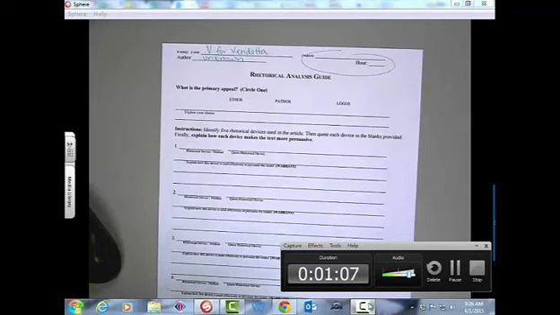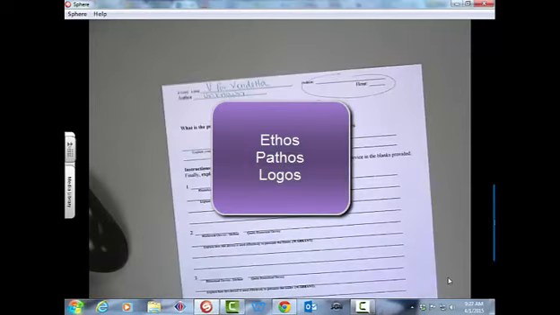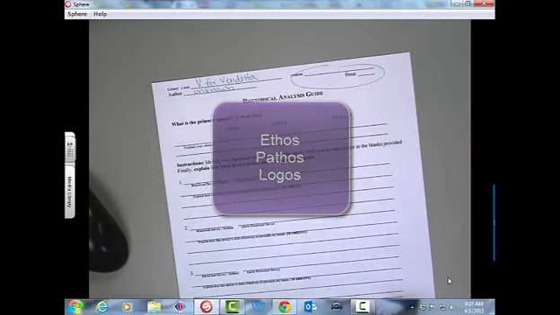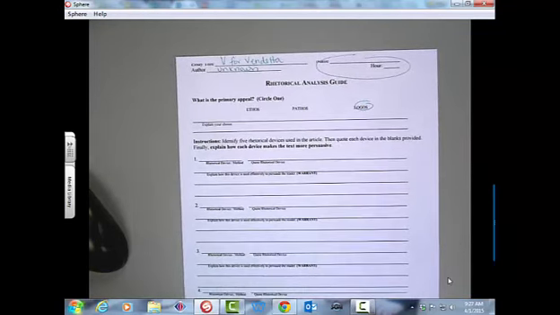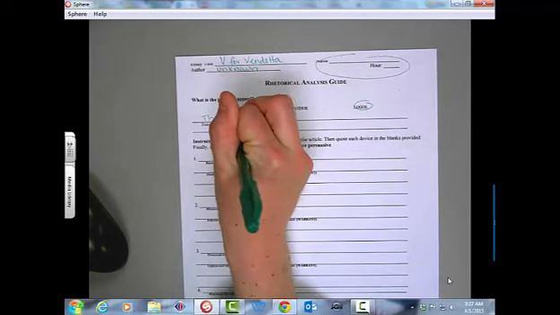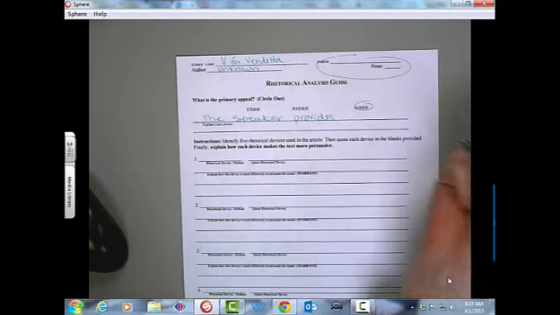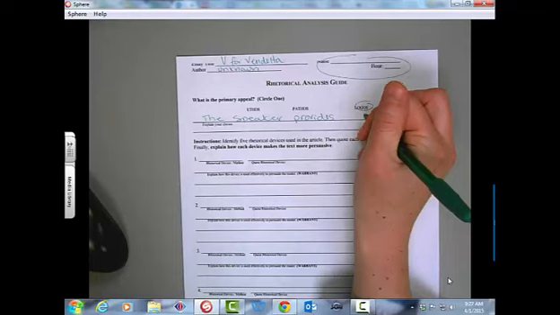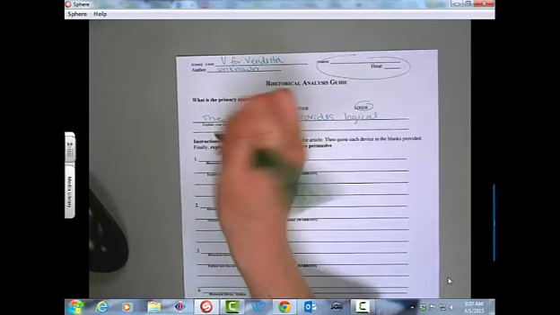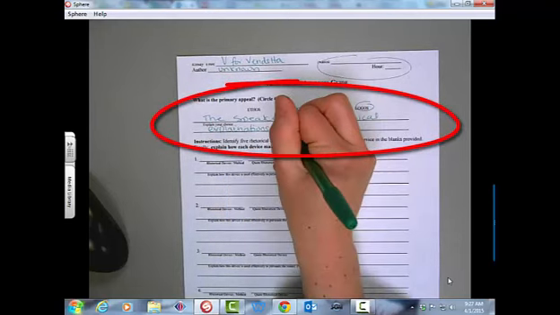So now let's see, ethos, pathos, or logos. What is the strongest appeal that is used here? I feel like the strongest appeal would be logos, and then you're going to explain your choice. So the reason I feel that this would be logos is I feel like the speaker provides logical explanations to his purpose.